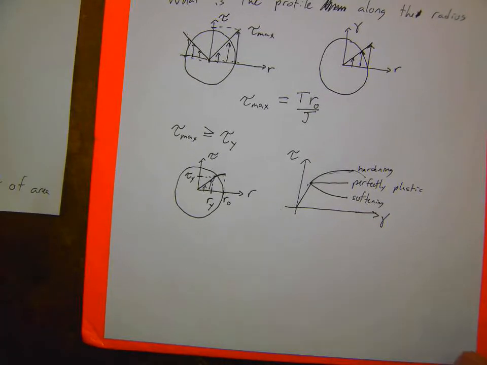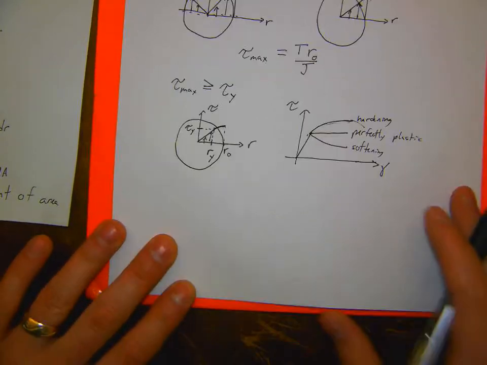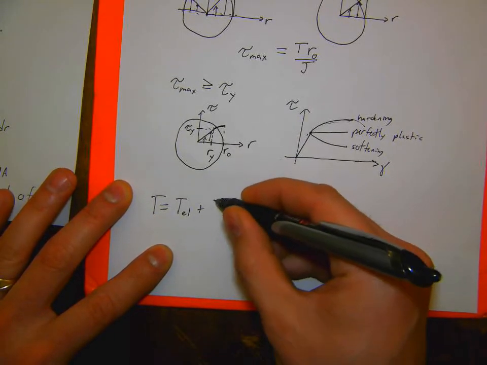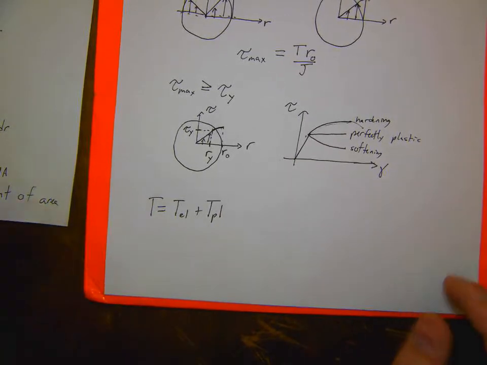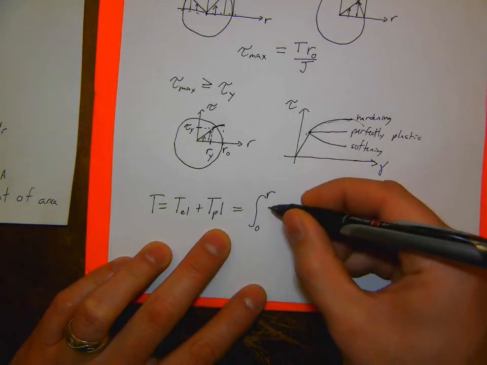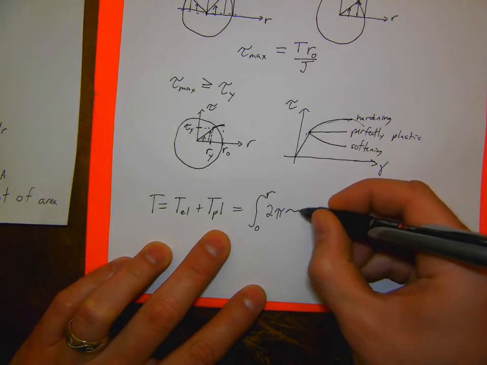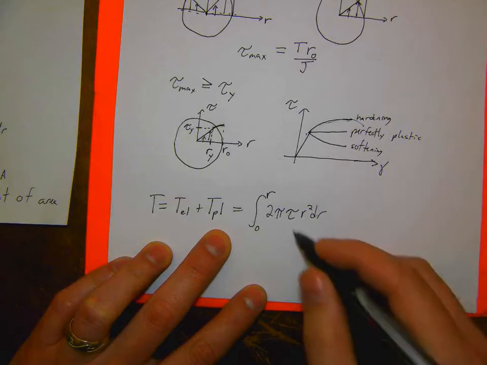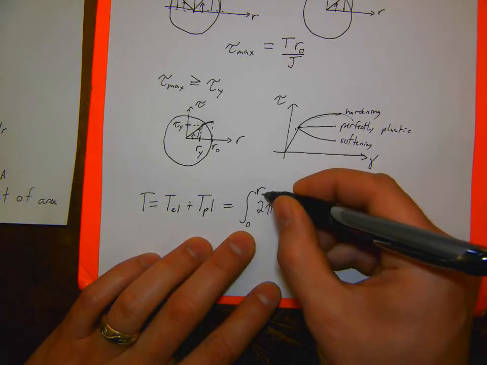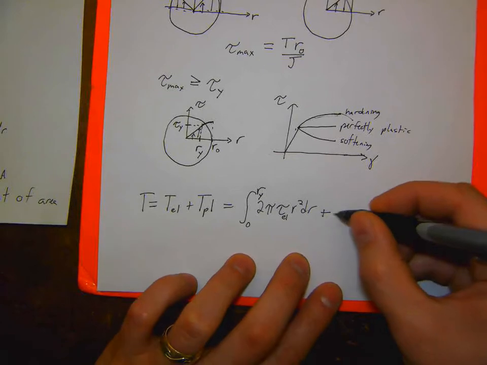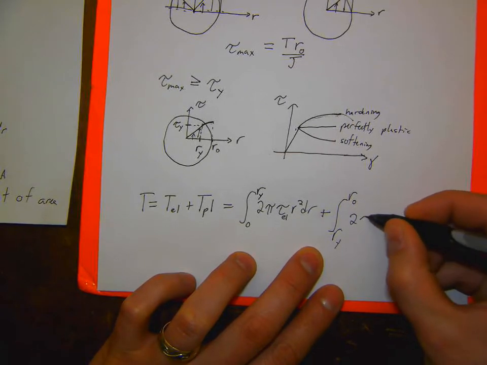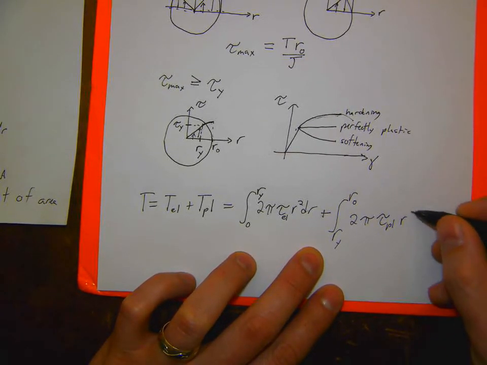So what I'm going to do is say my torque I can break up into an elastic and a plastic component, which now I'm going to use that same integral from before. So the integral from 0 to something of 2 pi tau r squared dr, except now I'm going to say that I have some torque in the elastic regime up until I hit my yield strain, yield radius, there we go. And then I have from ry to r naught 2 pi tau plastic r squared dr.